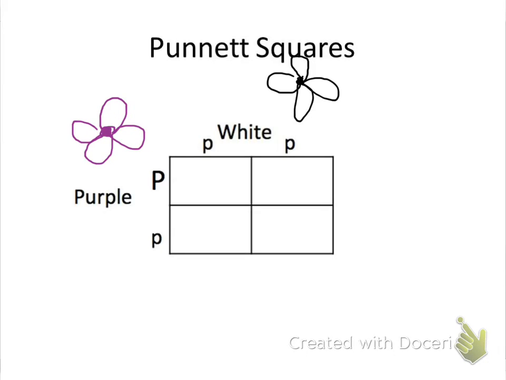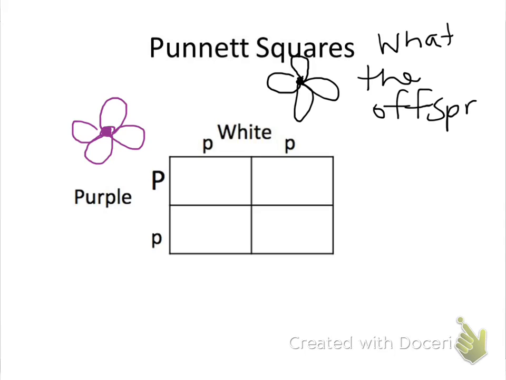Welcome to our quick review about Punnett squares. So remember, the purpose of a Punnett square is to tell you what the offspring, or the children, of two parents will be like, or what the chances of them being a certain way are. So what the offspring will be like, what they will look like, what kind of traits they will have.